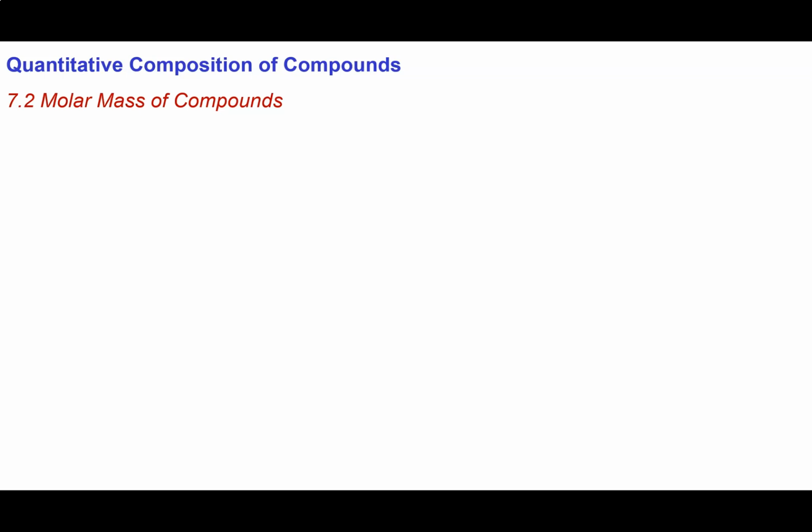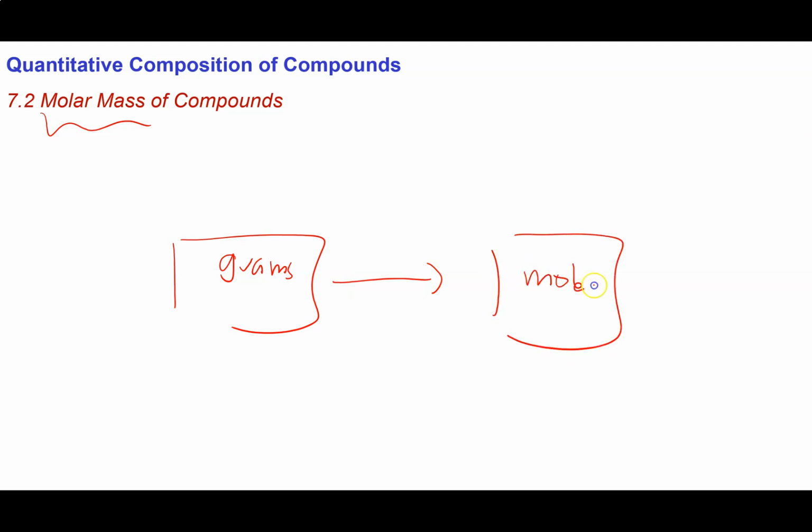Okay, so that concludes this little section where we learn how to use the molar mass. Molar mass is the conversion factor between grams of a substance and the moles of that substance. And when we want to go into moles, we're going to multiply by 1 on the molar mass, and then when we want to go from moles to grams, we multiply by the molar mass itself.